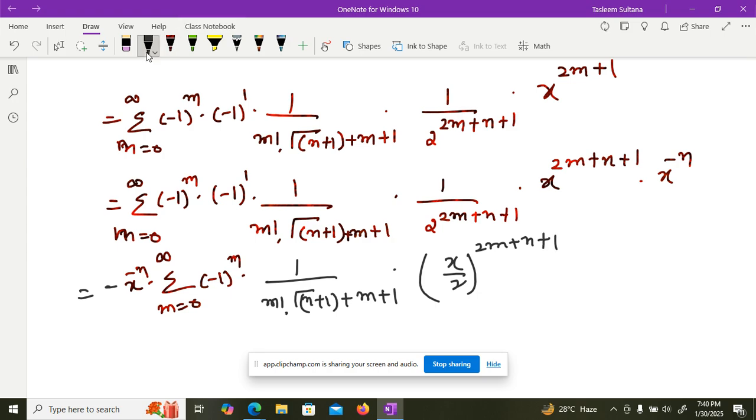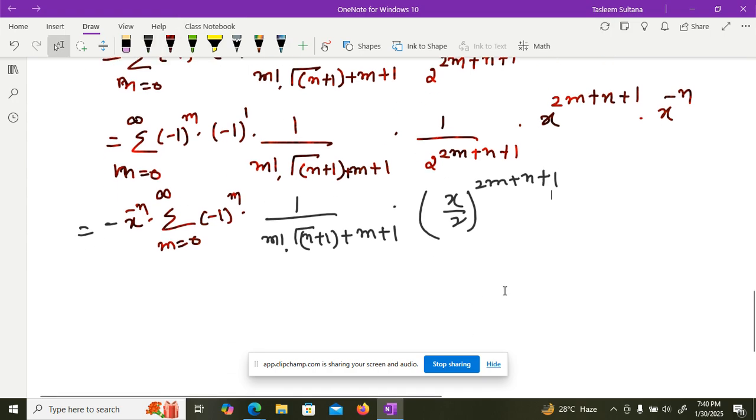Now this is in the form of the definition. In place of n we are having n plus 1. So that is equals to minus x to the power of minus n into J n plus 1. Hence proved.